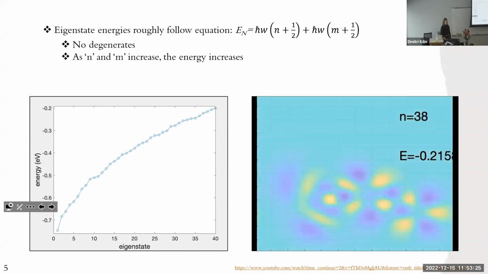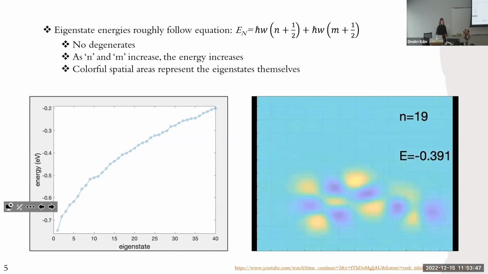The video that's playing goes up to 40. Those are the 40 different eigenstates that we chose. And this figure was created by looking at the energies and everything in the video on the right. Again, as the eigenstates increase, there are going to be more of those positive and negative spots, and those represent the eigenstates themselves.